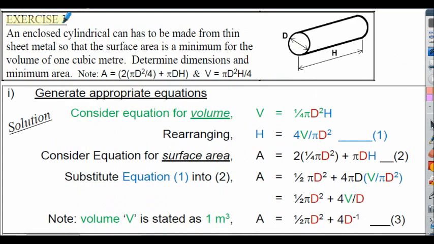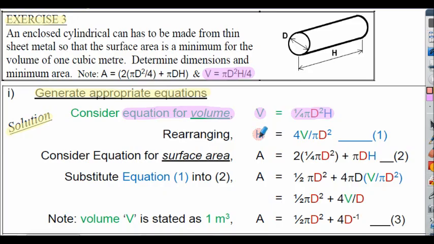So exercise 3, commencement of the solution. Firstly, we generate the appropriate equations. Let's consider the equation for volume, as given in the question, slightly rearranged here. V is equal to a quarter multiplied by pi d squared h. Shown in the question is divided by 4, but I'm multiplying by a quarter here.